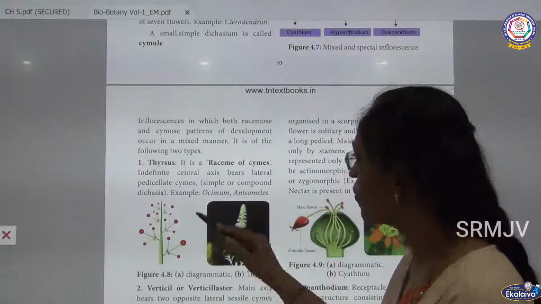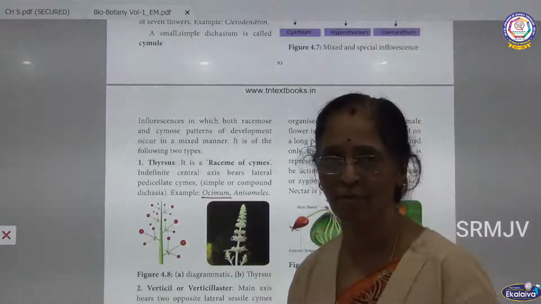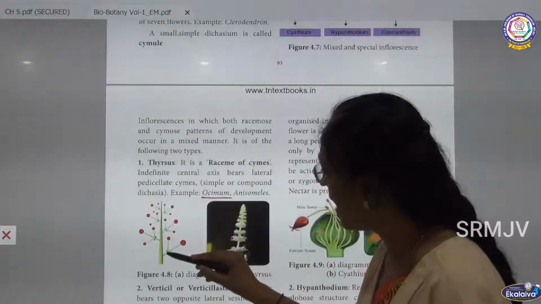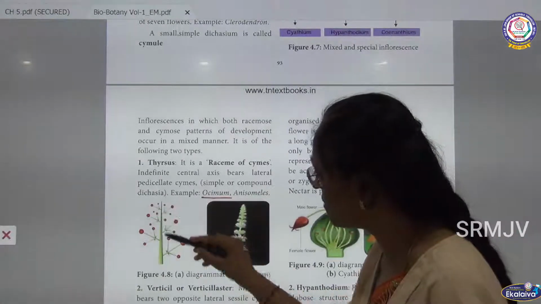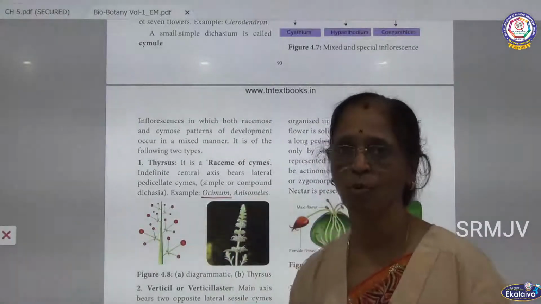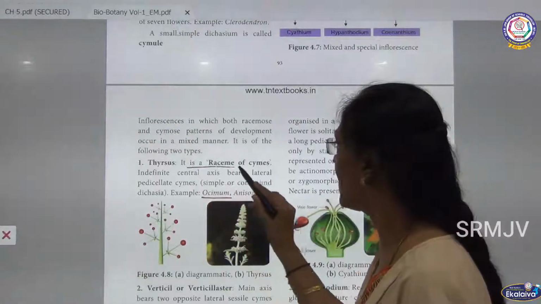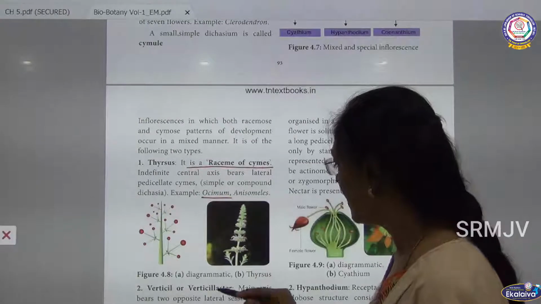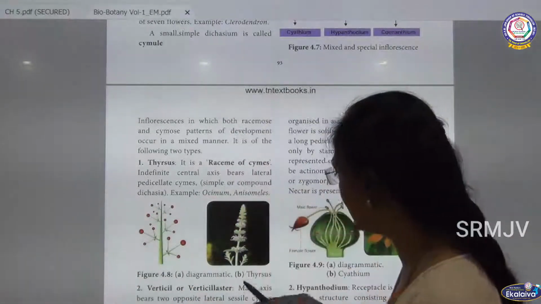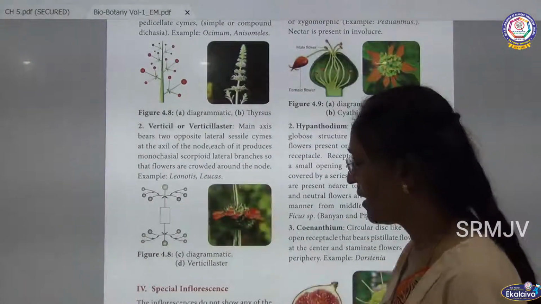One example is what you call thyrsus. The best example you can find is in Ocimum, that is tulsi. This is the main axis, and from this you will find the racemose inflorescence, and this is cymose. A combination of racemose and cymose you call a mixed inflorescence. The example is thyrsus, which is a raceme of cymes. And the second example, which we call verticillaster, is only one form of a thyrsus inflorescence.